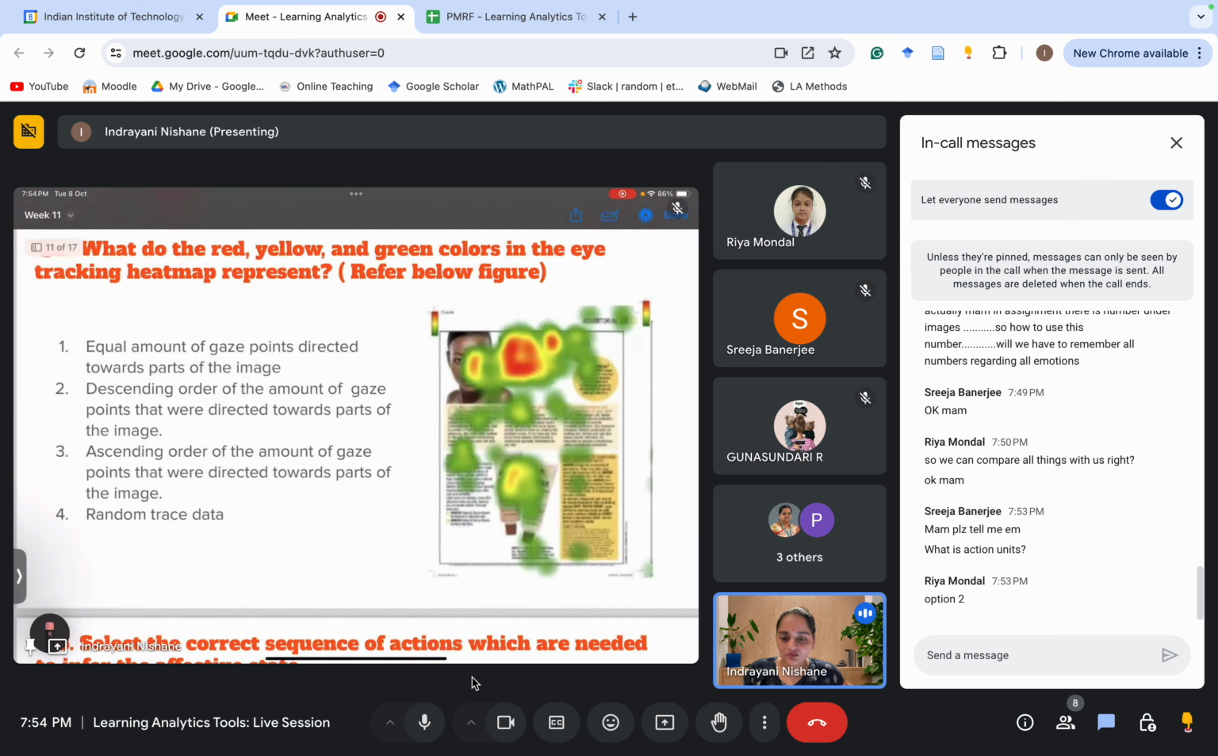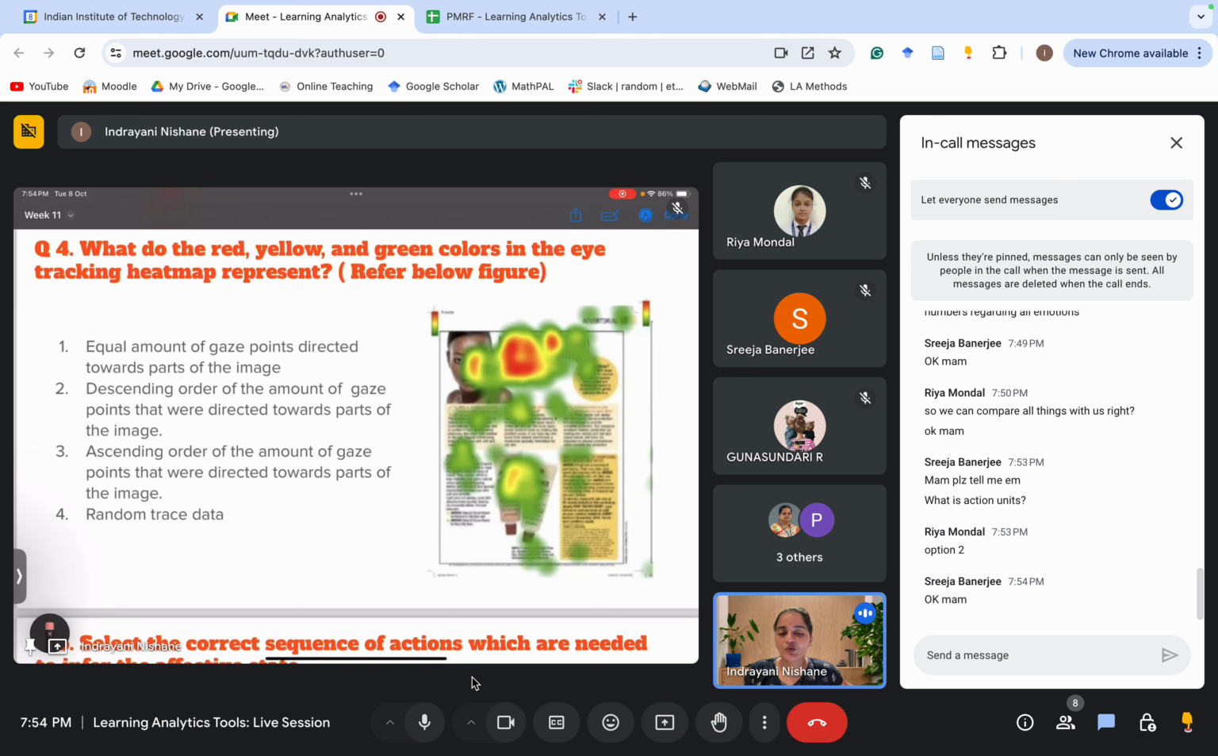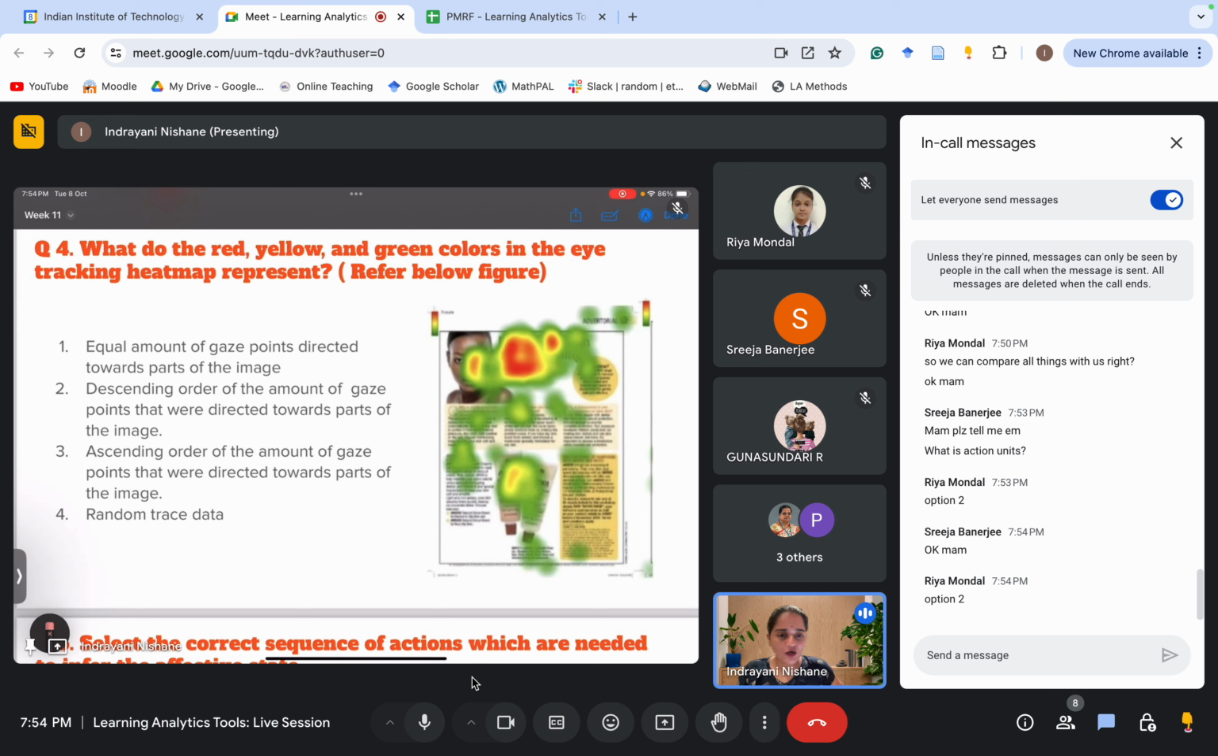Now coming to question 4. What is this image about? The question asks, what are the red color, yellow color, and green color in this eye tracking heat map? I'm getting option 2 as the answer. Let's go through all the options.